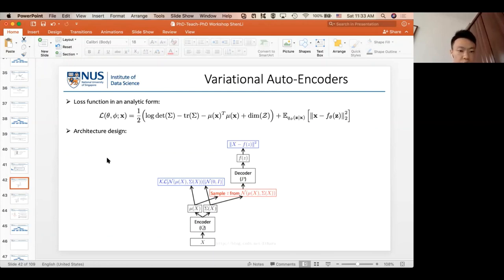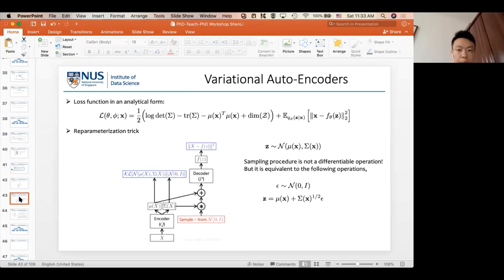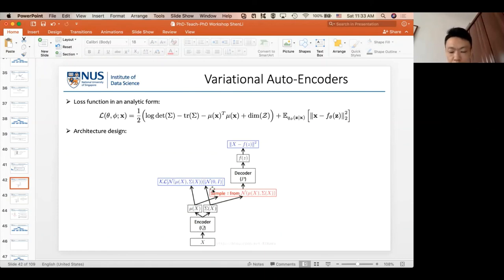Is that clear? So this is the architectural design. And then there's one caveat we have to consider: this sampling procedure doesn't admit backpropagation in an end-to-end manner. Remember that the most important thing in designing a deep learning mechanism is that we have to ensure the whole model can be trained end-to-end. But here, when you draw a sample from this Q distribution, you can't ensure that the loss can be propagated back to the encoder.